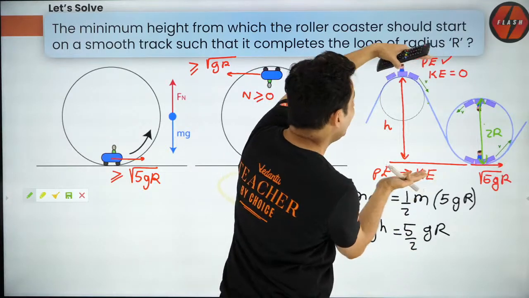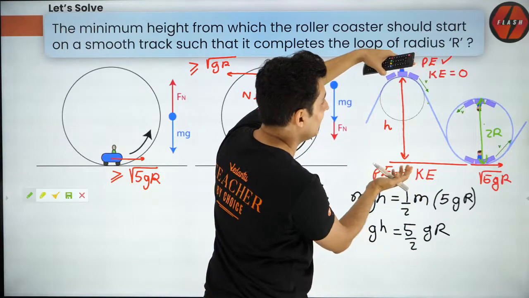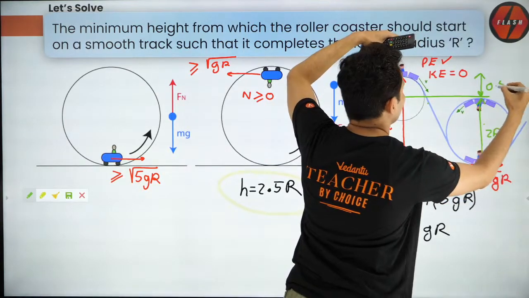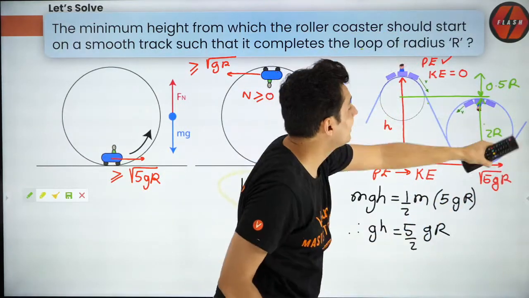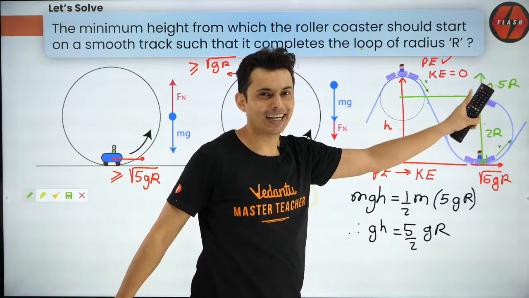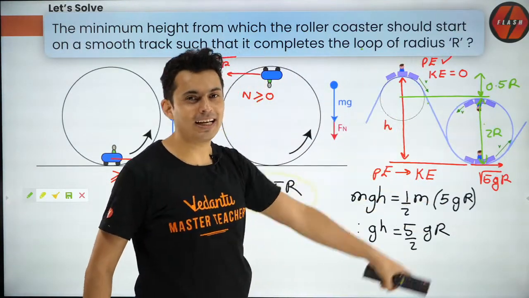This is 2.5 times of r, much higher. You can see this much extra is 0.5r. Only then he will have some speed so that he does not lose contact. I hope this is clear. Very interesting problem.